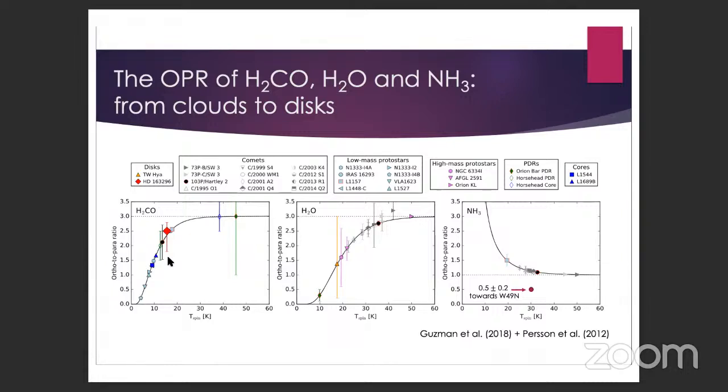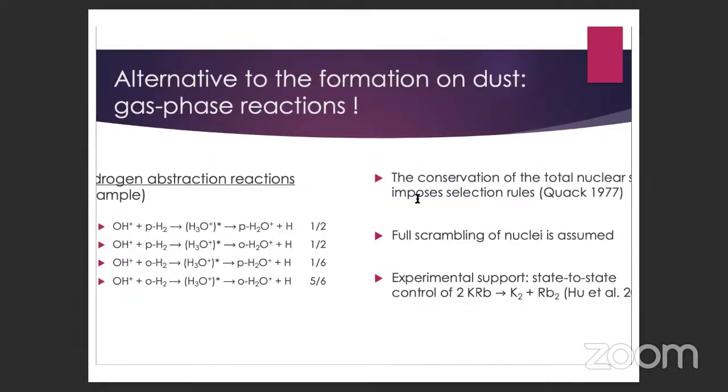And if you remember, I said that gas phase reaction should result in a statistical ortho-para ratio. But in fact, we discovered there was a theoretical work, an old one, almost 50 years ago, by Martin Quack, about the impact of the conservation of the nuclear spin in gas phase chemical reactions. And this work was basically overlooked in the astronomical literature, with maybe one exception. In this work, Quack shows that if the total nuclear spin is conserved in a chemical reaction, then this will result in nuclear spin selection rules.